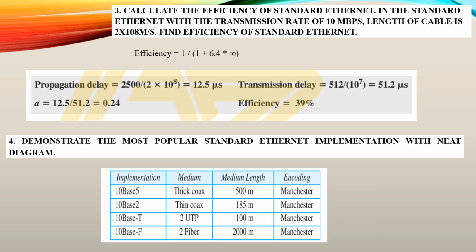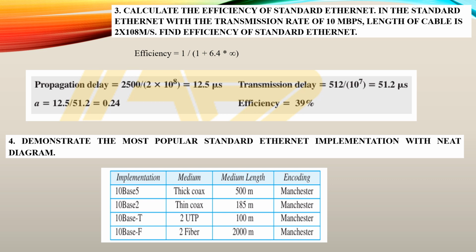Moving on to the next question, calculate the efficiency of standard Ethernet. In the standard Ethernet with a transmission rate of 10 Mbps, and the length of the cable 2 into 10 to the power of 8 m per second, find the efficiency of standard Ethernet. This is the efficiency you will calculate. This is the formula: 1 by 1 plus 6.4 into alpha.